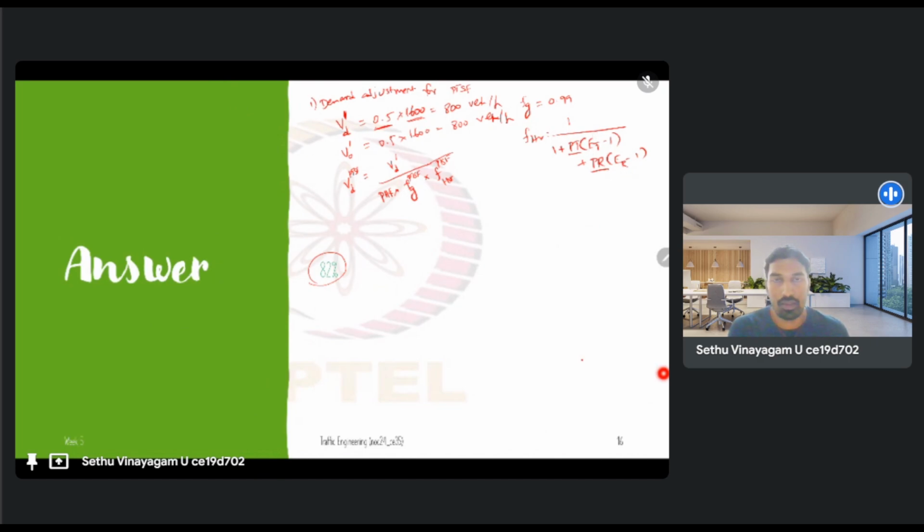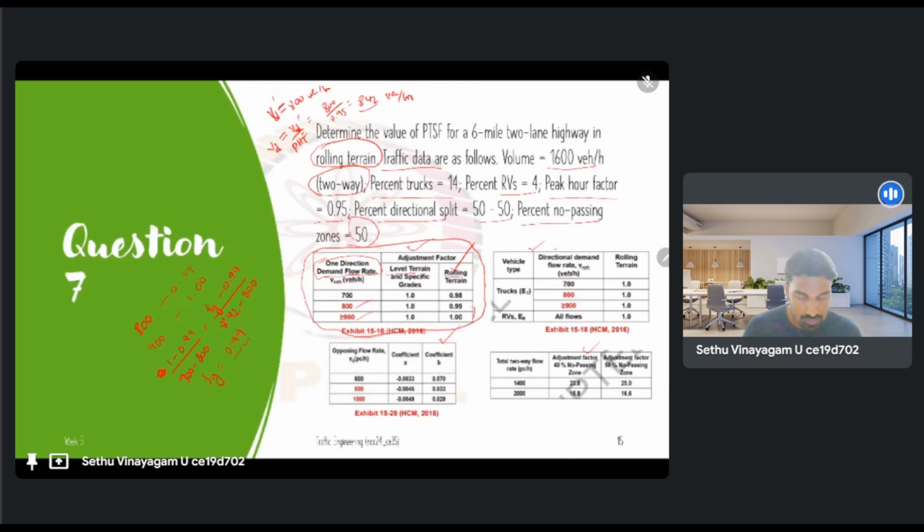Because these are different classes of vehicles, we have these equivalency factors to convert them into PCUs, right? So that's what this ET and ER are. So how do we get that? That's where we use this particular table, which is exhibit 1580. So here for different vehicle types, which is trucks and recreational vehicles, we know the equivalency factors for a given terrain and the demand flow rate. Okay, so already we know the demand flow rate, which is 842, and also it is rolling terrain.